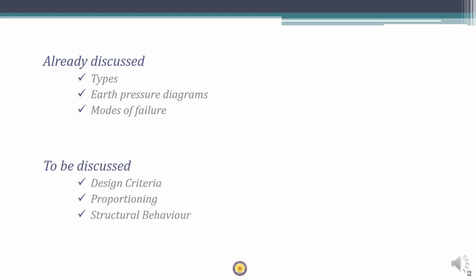So we will continue from where we stopped in the last class. In last class we discussed the types of retaining wall, the earth pressure diagrams and modes of failures. Today we are going to discuss the design criteria, the proportioning rules and the structural behavior of a cantilever retaining wall.